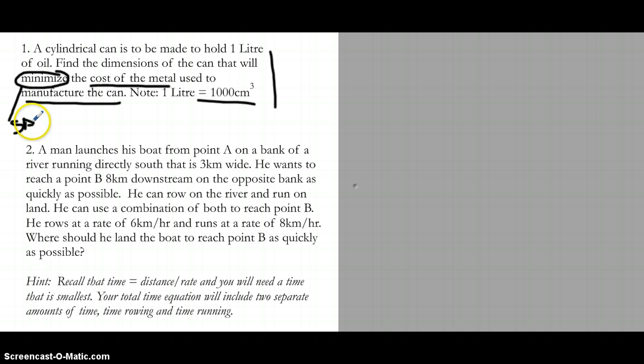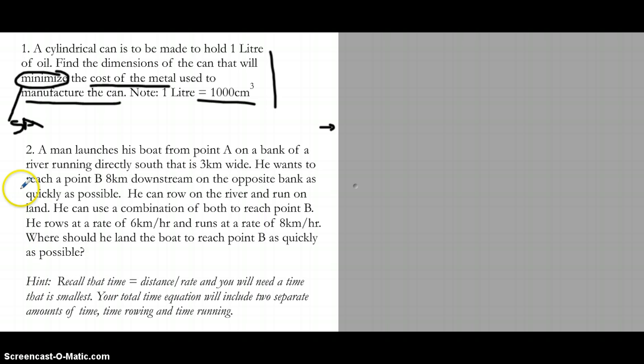So I've given you over here, hidden behind the wall, some equations that'll help you out. A man launches his boat from point A on the bank. This thing is ridiculous to read. Read it through, see if you can make sense of it. And then I have a picture that will really help. Okay, and we'll talk more about how to make those pictures on your own.